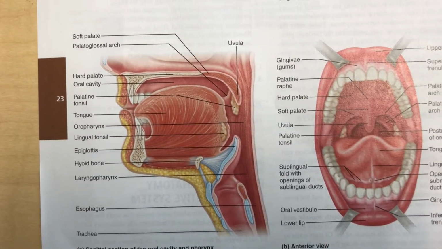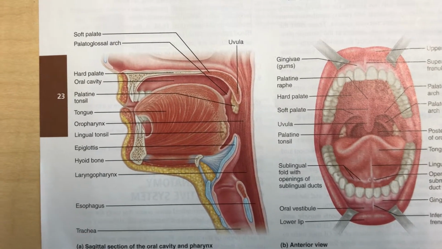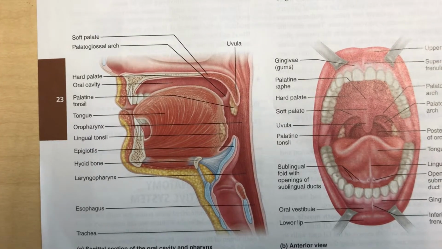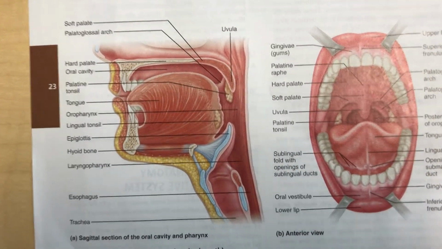The filiform papillae cover the whole tongue. They are rough and move food around. Fungiform papillae are the red dots on the tongue and house taste buds.